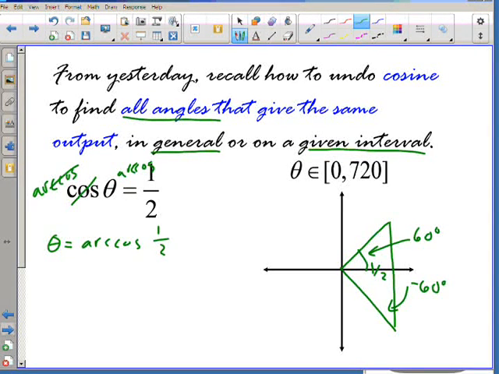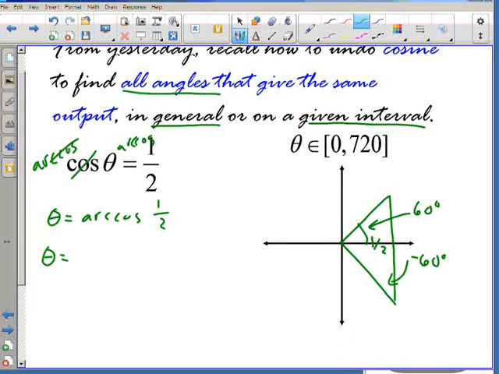So to use our formula, we can just say theta will equal plus or minus the inverse cosine, in this case 60 degrees, of 1/2. And then we can just add and subtract a bunch of 360s, as a positive or negative integer. This would be our general solution.